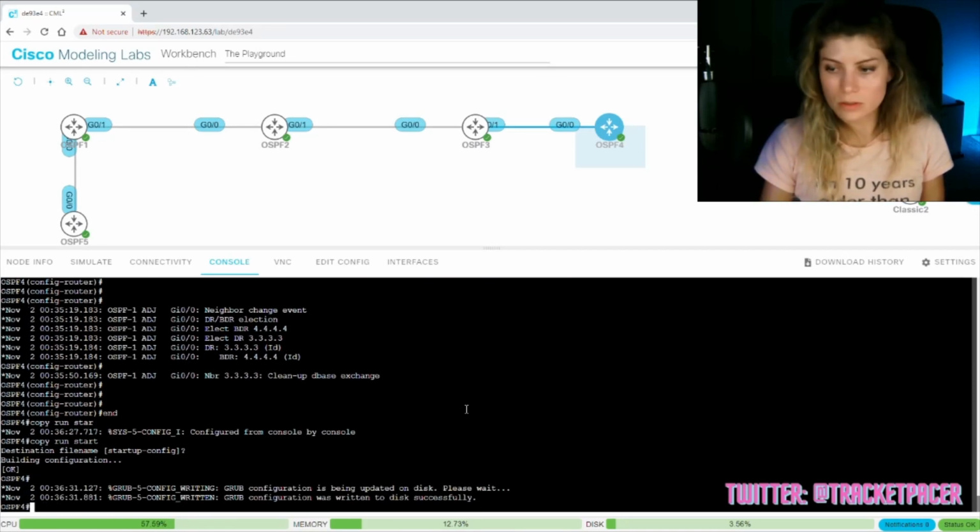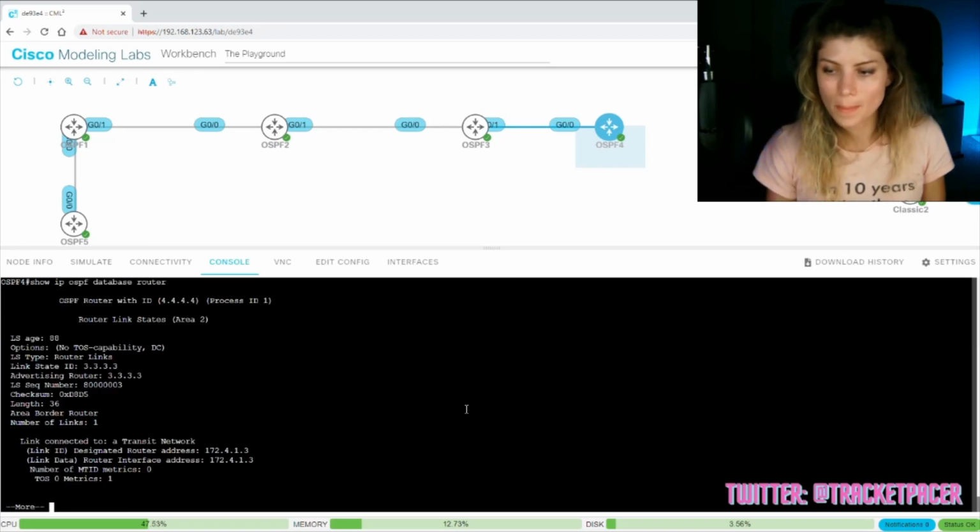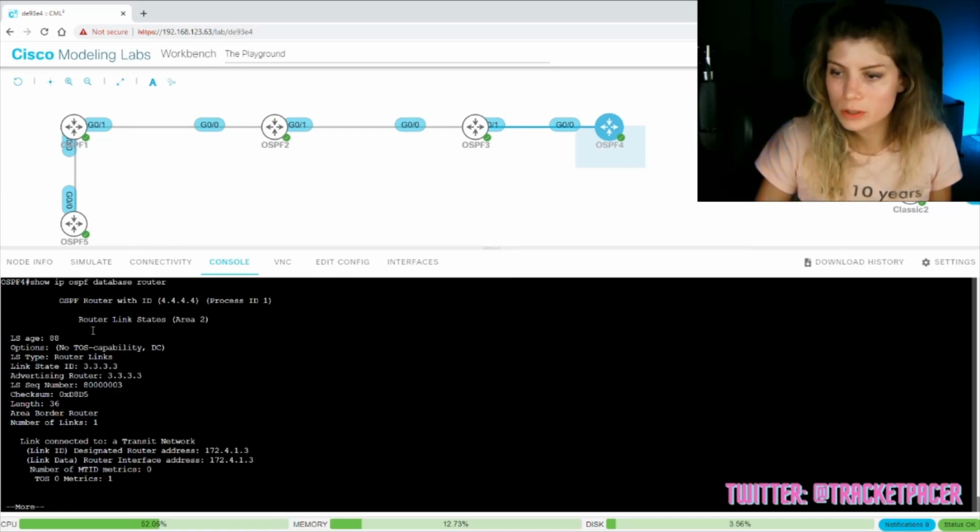And this next command is going to be so much. Show IP OSPF database router. Okay, so we are quad 4. Router link states in area 2. We're getting an LSA from 3 quad 3s, which is OSPF 3.